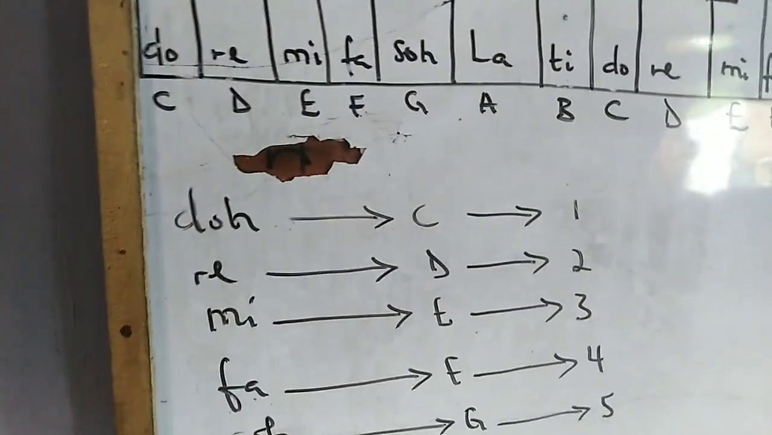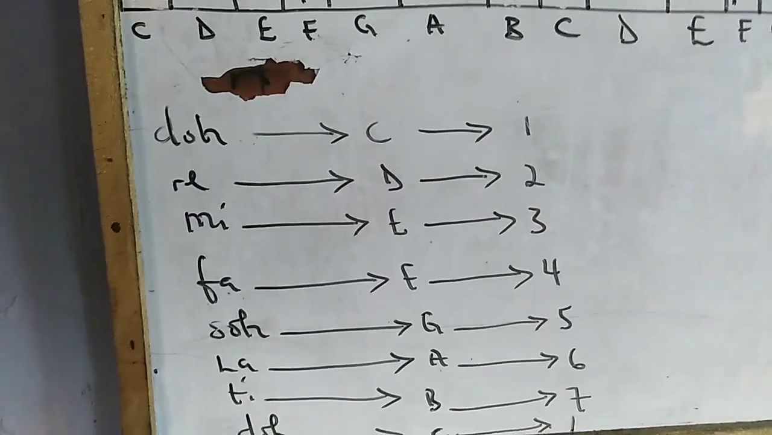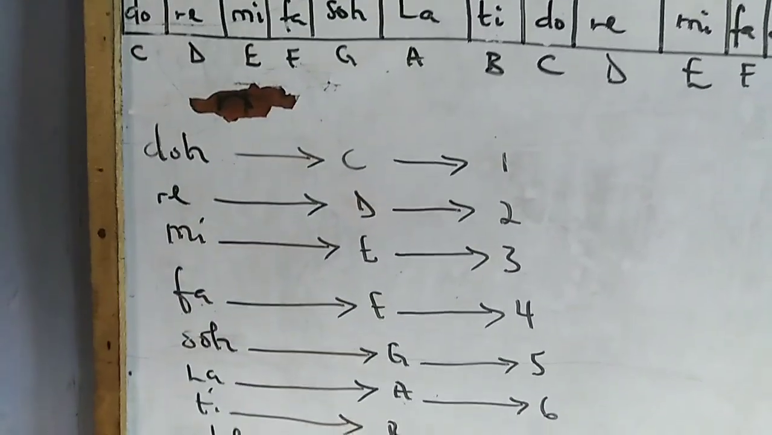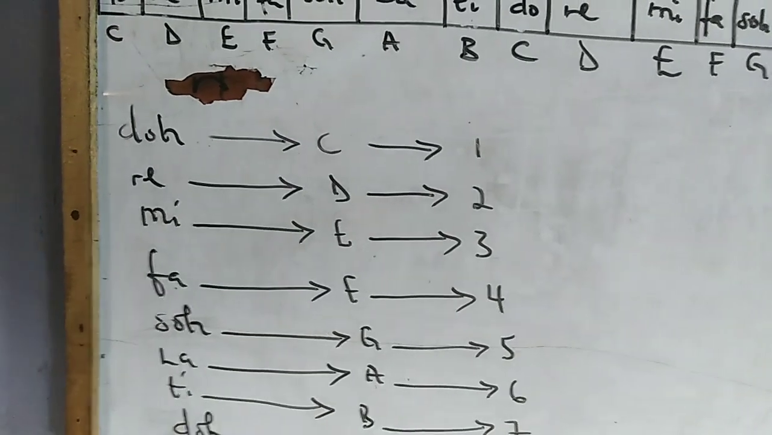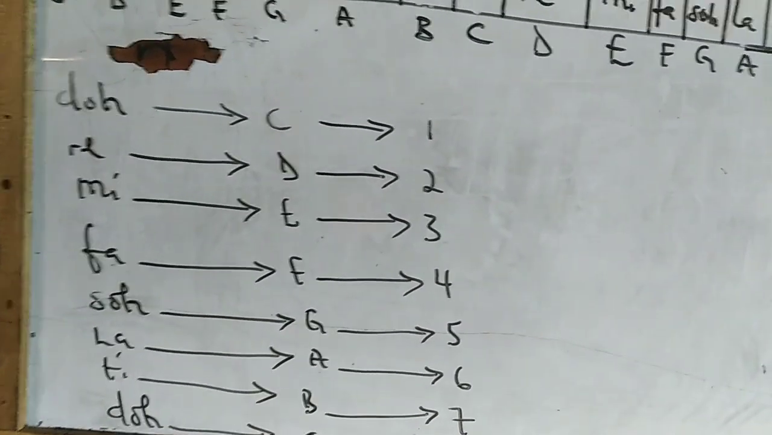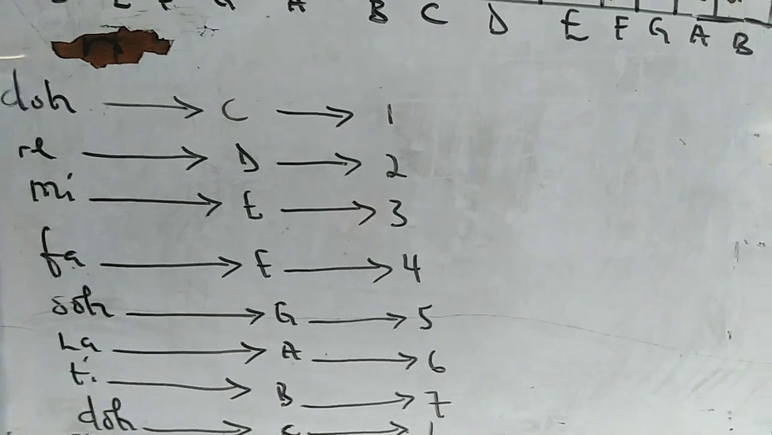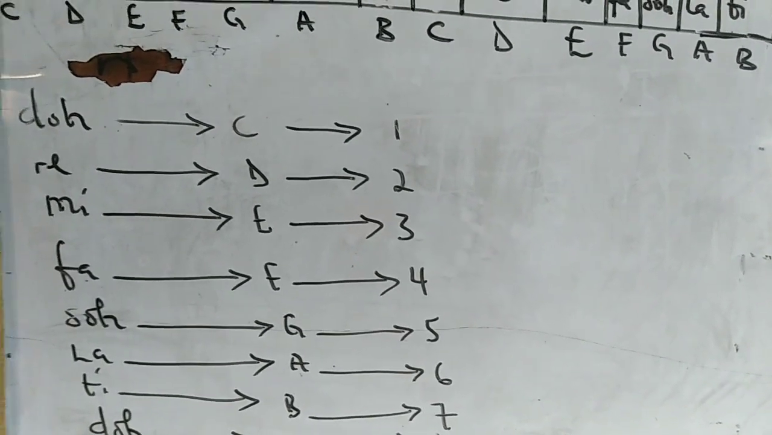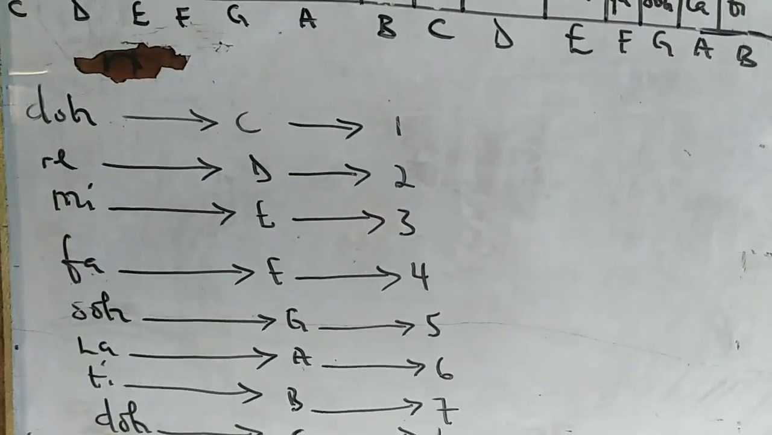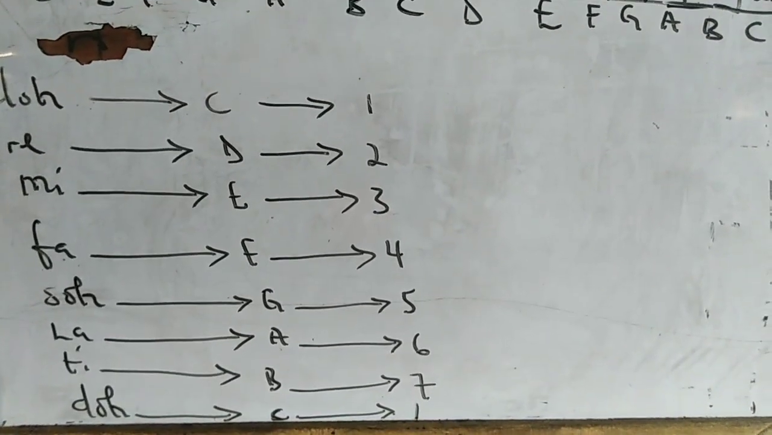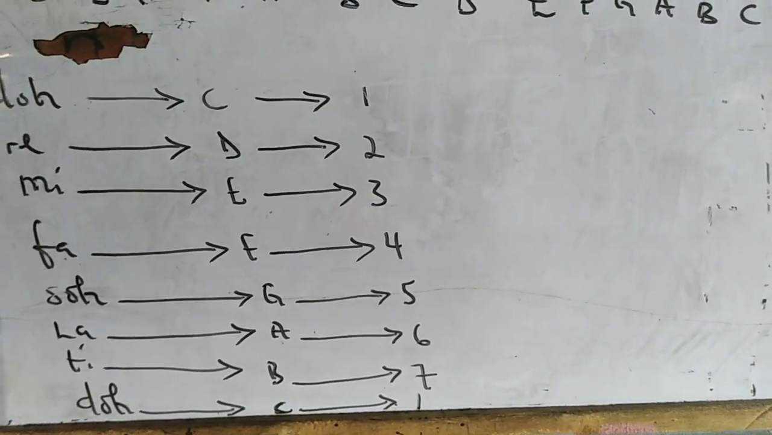And a number representation: do is also key C, re is key D, mi is key E on the key of C. Fa is key F, sol is key G, and la is key A, si key B, and then back to do, key C again.